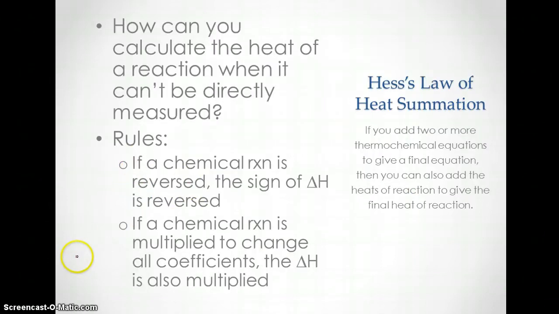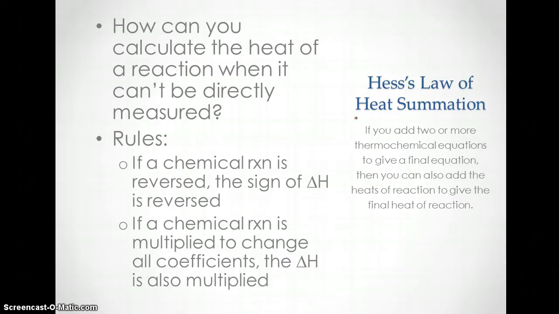Okay, now we want to look at how can we calculate the heat of a reaction when we can't actually measure it? And there are two ways we're going to do that. One is called Hess's law of heat summation. And basically, Hess's law says that if you add two or more thermochemical equations to give a final equation, then you can also add the heats of reaction to give the final heat of reaction. And I'm going to show you what that looks like.